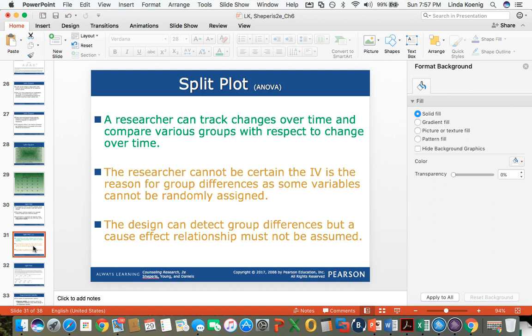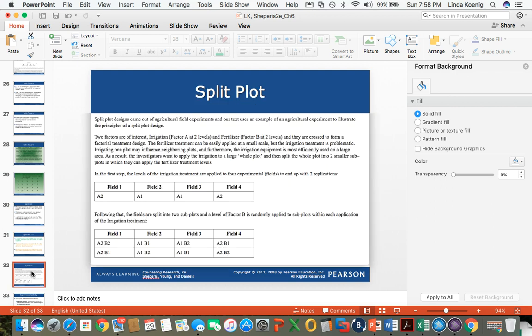All right. So an advantage is a researcher can track changes over time and compare various groups with respect to change over time. Disadvantage, the researcher can't be certain that the independent variable is the reason for group differences, as some variables can't be randomly assigned. And another disadvantage, the design can detect group differences, but a cause and effect relationship can't be assumed.